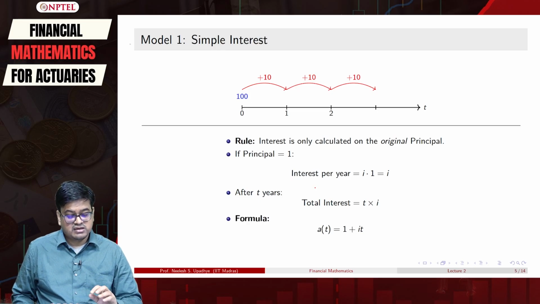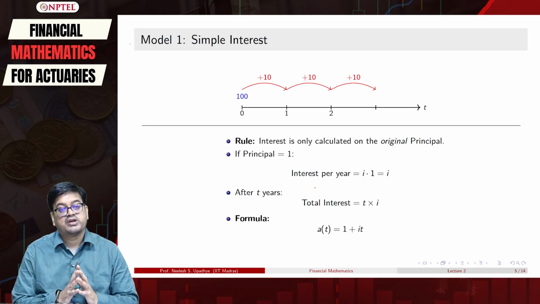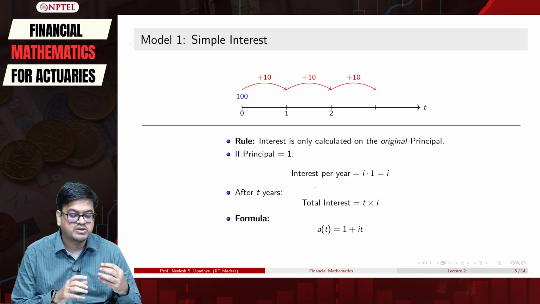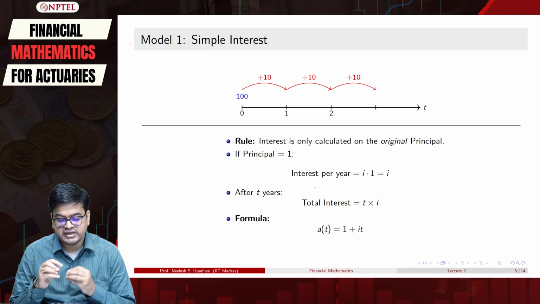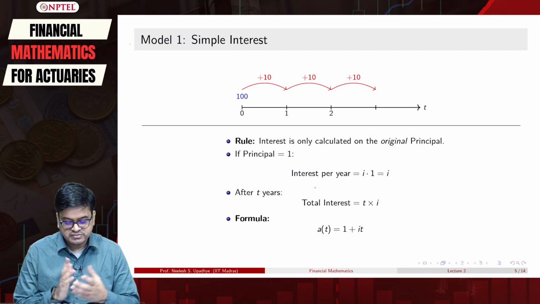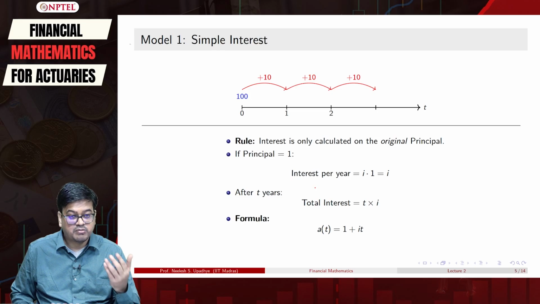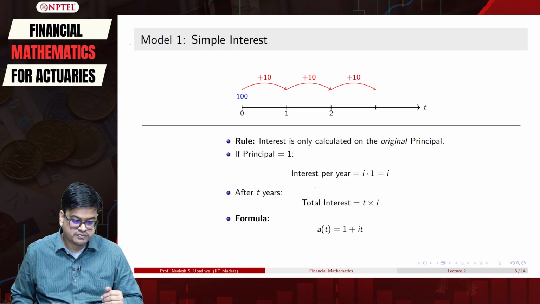So the formula that you will come up with, which I derived in the last class, is A(t) equal to 1 plus it. If I choose the principal to be 1, it will be 1 plus it. If I choose the principal to be 100, it will be 100 times 1 plus it. That will be my accumulation function. That will be my amount function. This is my accumulation function.